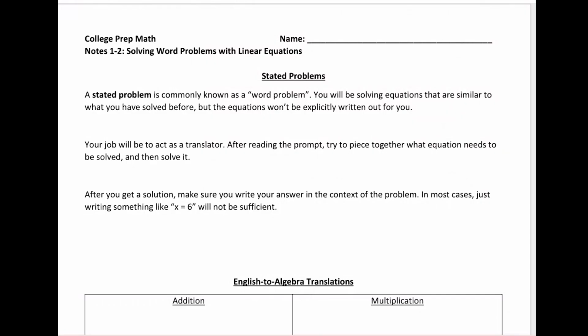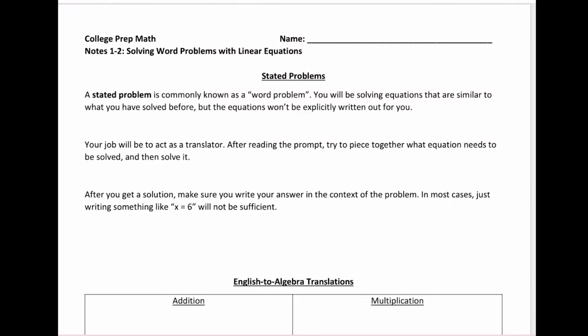So today we are still going to be solving linear equations, but instead of just solving abstract equations, we're going to solve word problems that require a linear equation to solve. The challenge is really not going to be on the solving end of it, but rather the setup. Because if you don't set it up correctly, you could do all the algebra correctly and still get a wrong answer, right? So a stated problem is basically a word problem.